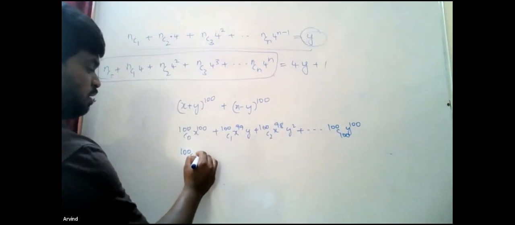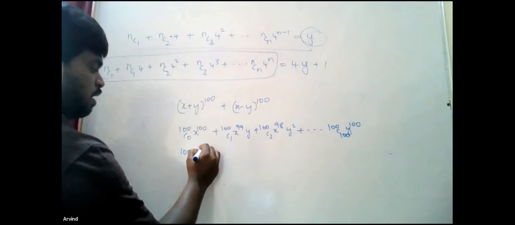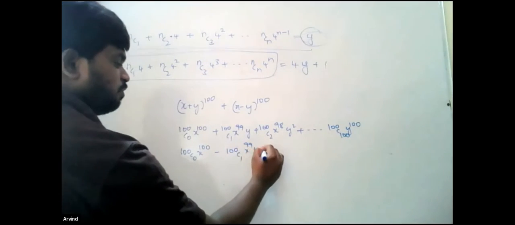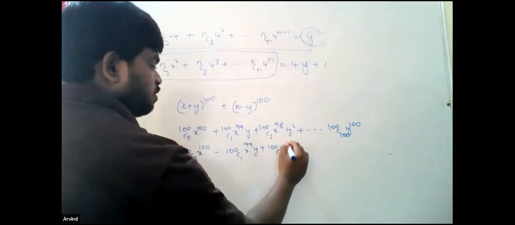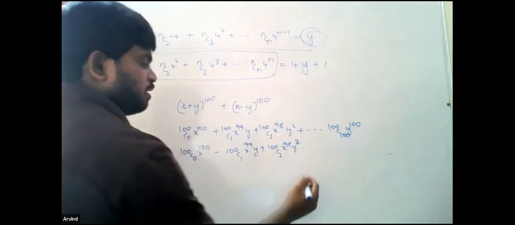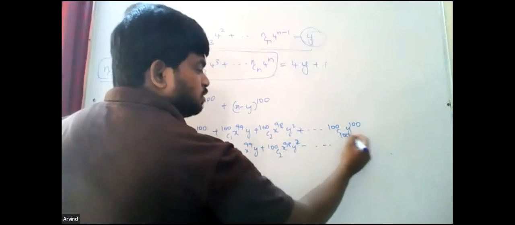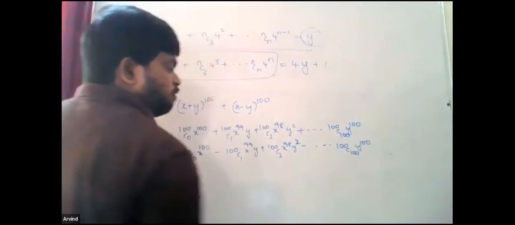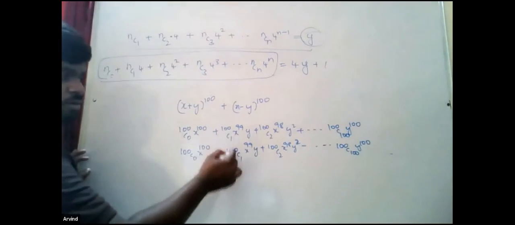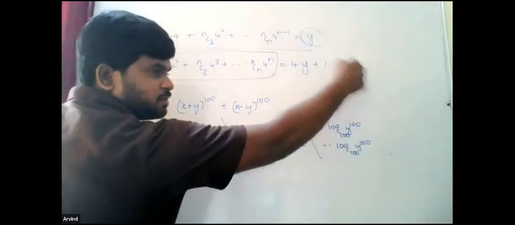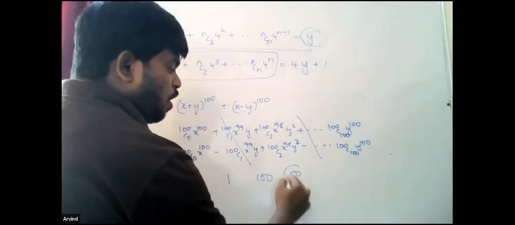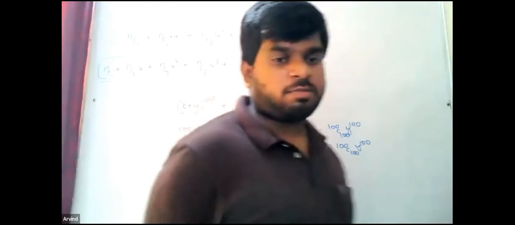100 C0 x to the power 100, minus 100 C1 x to the power 99 y, plus 100 C2 x to the power 98 y squared, and so on up to 100 C100 y to the power 100, since 100 is an even number. If you observe, all these odd terms, C1, C3, C5, C7, cancel out. From 1 to 100 you get 50 odd numbers.